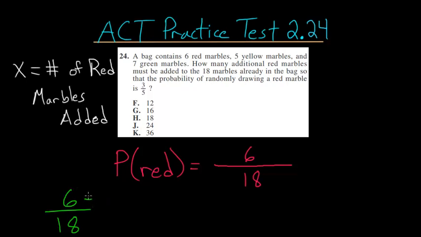So essentially, we're adding x, some amount of red marbles, to each the numerator and the denominator. And this new ratio has to be equal to 3/5. So now we have an equation involving x that we can solve for.